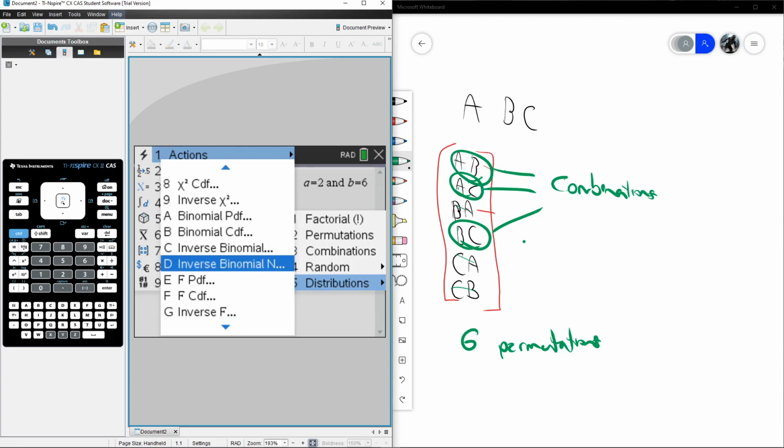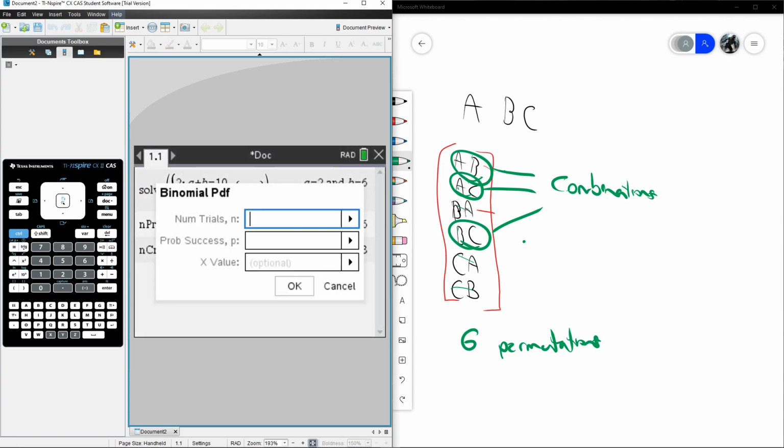So the most common ones you'll be using on the SAT are going to be binomial PDF and CDF. So we'll talk about PDF first. The way binomial PDF works is it's a distribution based off of repeating trials that have the same probability of success each time. For example, if I wanted to flip a coin 5 times and see what the probability of getting exactly 3 heads would be, that's the type of question where you'd use binomial PDF.